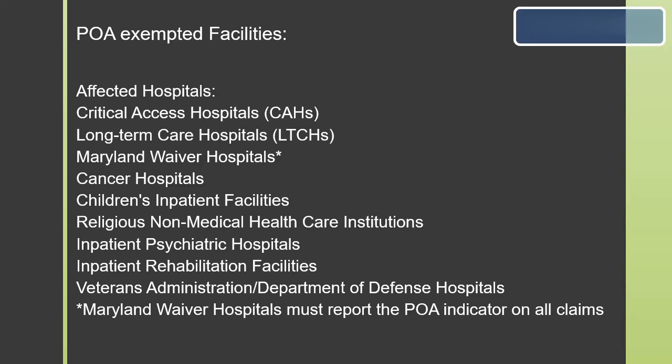A crucial note regarding these exempted facilities: the requirement for the present on admission indicator and the hospital-acquired condition payment provision exclusively pertain to inpatient prospective payment system hospitals. Currently, the following hospitals are exempt from reporting the POA indicator and the hospital-acquired condition payment provision. Below is the list of affected hospitals: critical access hospitals, long-term care hospitals, Maryland Waiver hospitals, cancer hospitals, children's inpatient facilities, religious non-medical healthcare institutions, inpatient psychiatric hospitals, inpatient rehabilitation facilities, Veterans Administration and Department of Defense hospitals. Maryland Waiver hospitals must report the POA indicator on all claims.